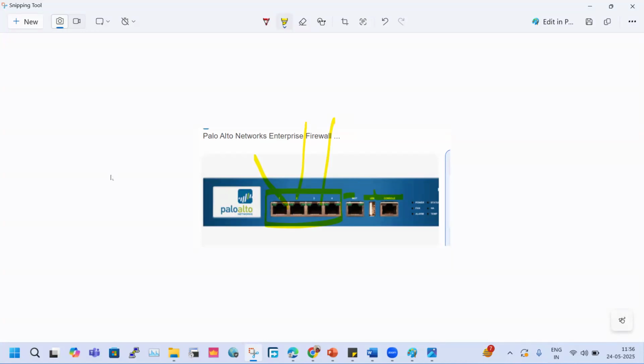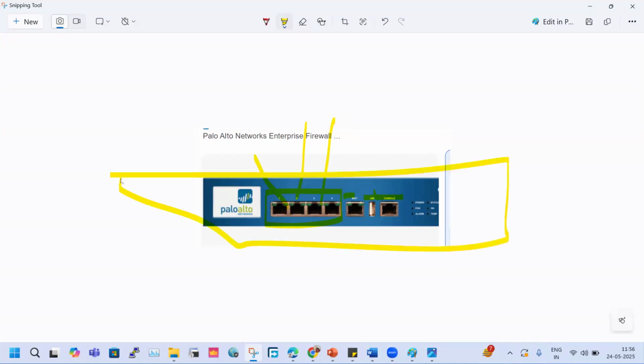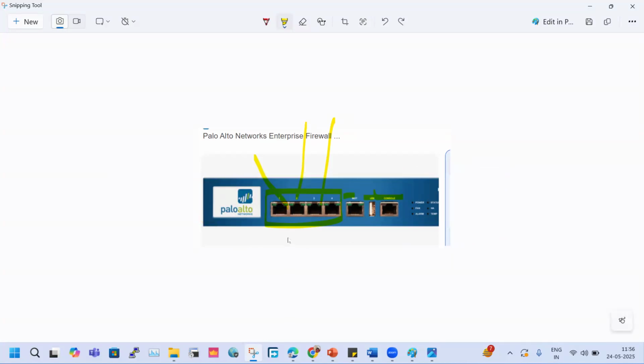Here we are discussing the physical components, how our firewall looks like. These are our data ports available with our firewall. These 4 ports are available on this very small box that is used in small size organizations. This is our management port, and this is our console port. Everyone knows about the management port and console port.